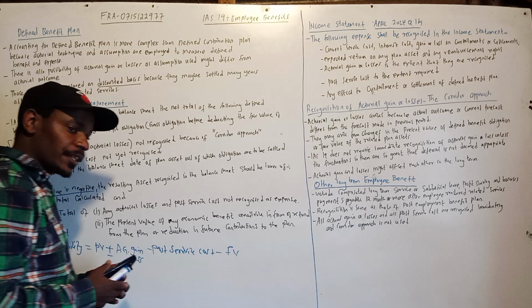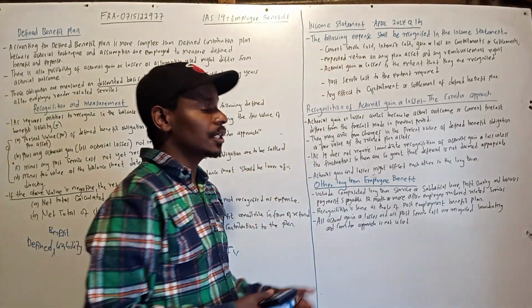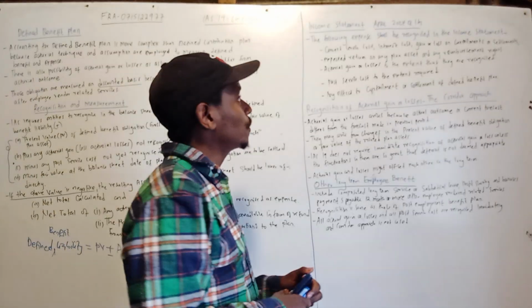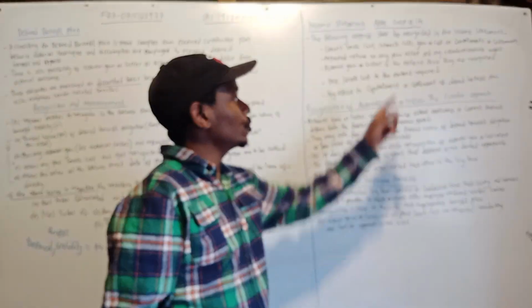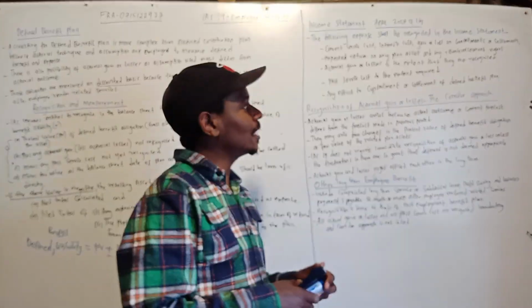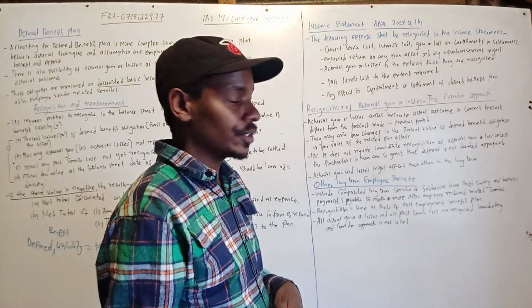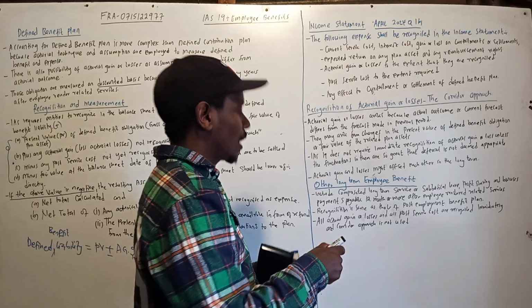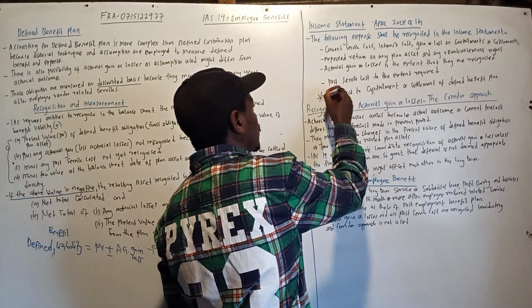Now, let us see the items that we shall recognize in the income statement under IAS 19. Number one, the current service cost as an expense. Number two, interest cost as an expense. Number three, gain or loss on the curtailment or the settlements. We can also call them the effects of the curtailment. So that point and this one are similar.